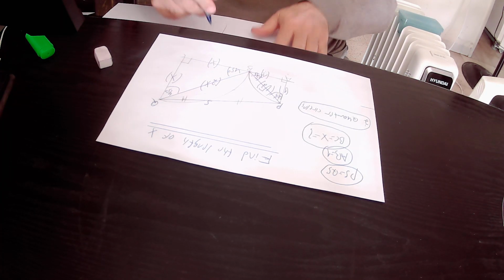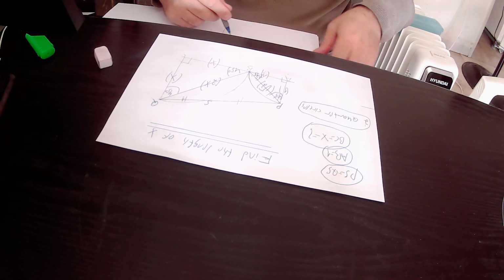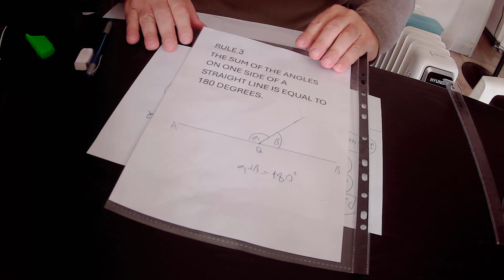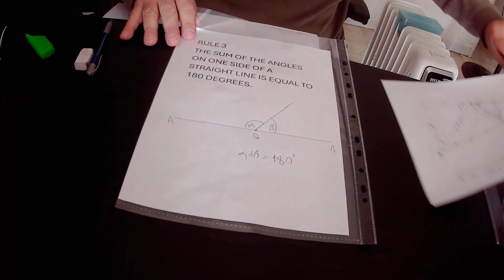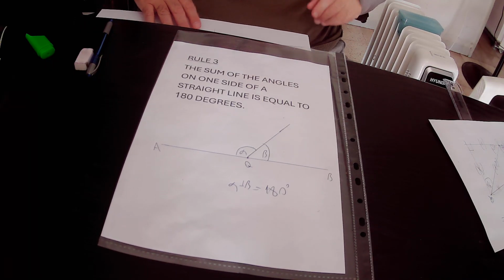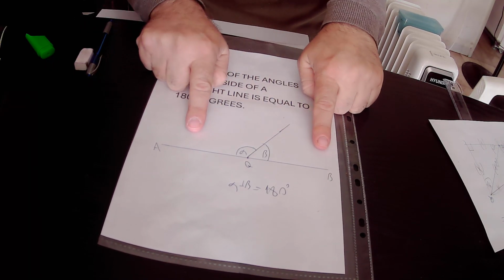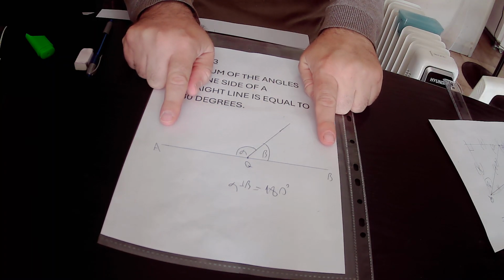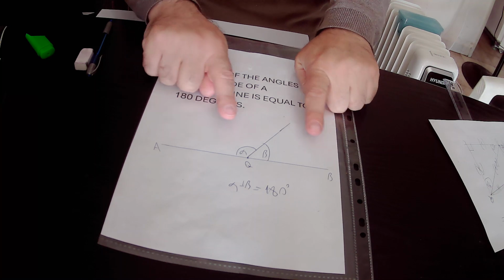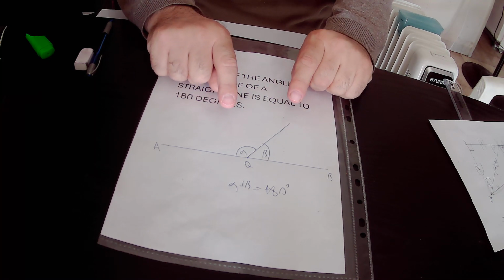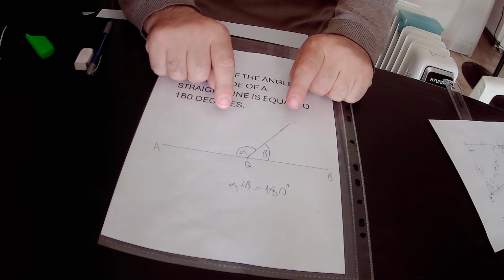In the next step, I present to you rule number 3, and we will implement rule number 3 in our drawing. According to rule number 3, the sum of the angles on one side of a straight line is equal to 180 degrees. So in the drawing we have a straight line. This is a straight line AB. So if we focus on the upper side of this straight line AB at point Q, here the sum of the angles must be equal to 180 degrees, according to this rule number 3.